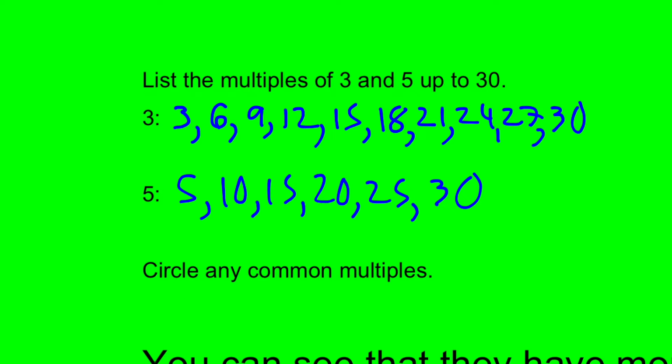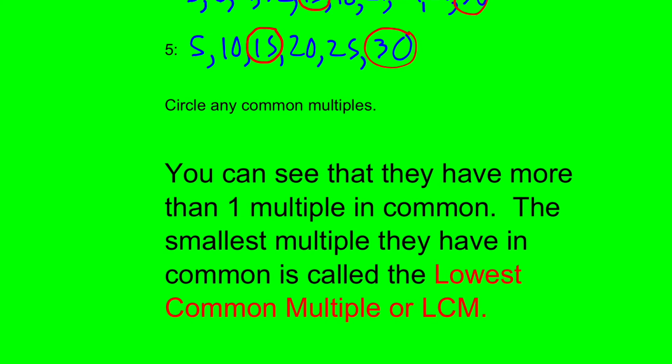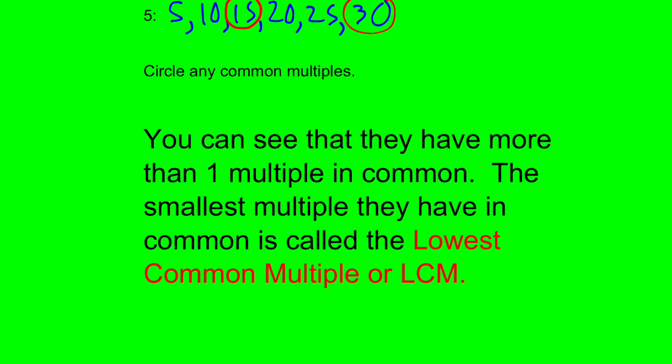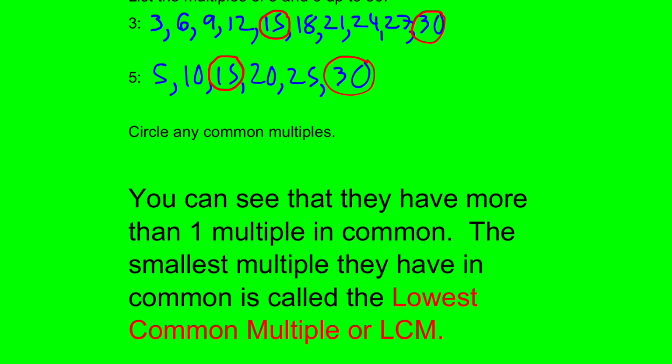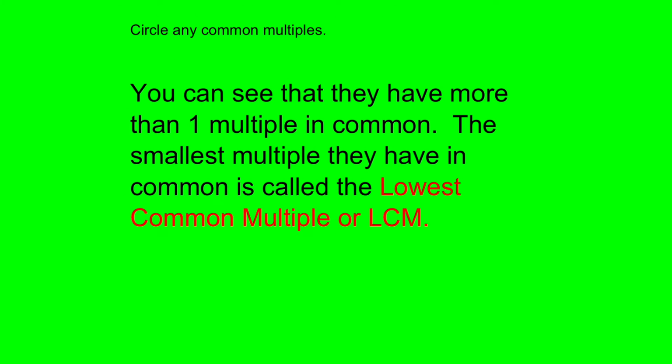So there is 15. And there is 30. I'll do a double scan here. I don't think I'm missing any. So those are the common multiples. But then the lowest common multiple, the lowest one they have in common, is 15. So the lowest common multiple, or the LCM, is 15. Sometimes it's referred to as the least common multiple, same thing.